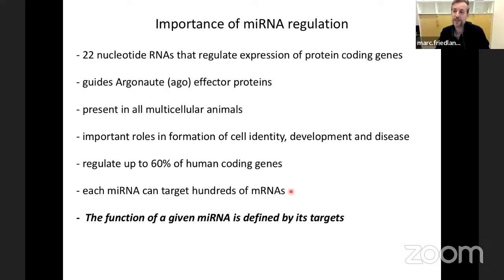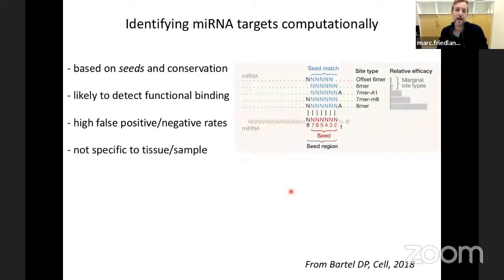And to understand what a microRNA does, we need to unravel what these targets are. Because, as I said, the microRNAs function as a kind of adapter between the messenger RNA targets and Argonaute, which actually does the heavy work. So how do we identify microRNA targets? Since 2003, researchers have been identifying targets computationally. And the method of doing so has changed pretty little over the last almost 20 years.